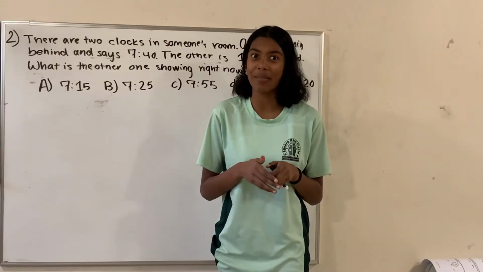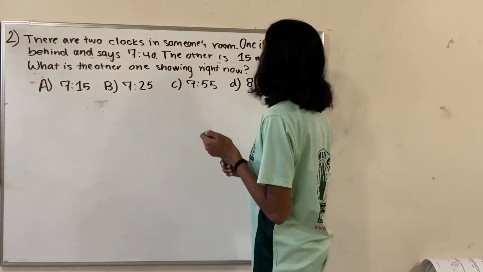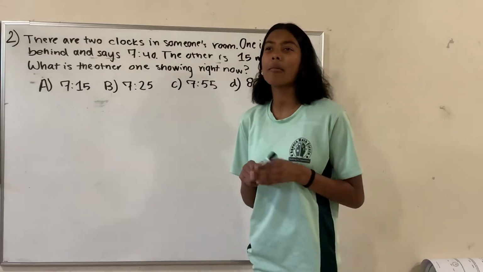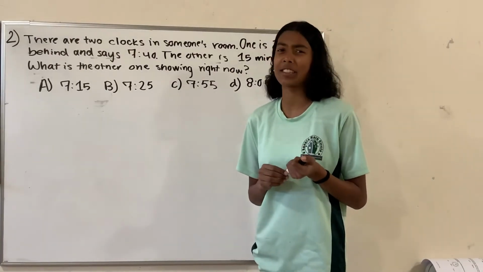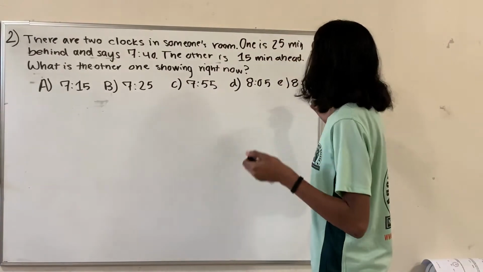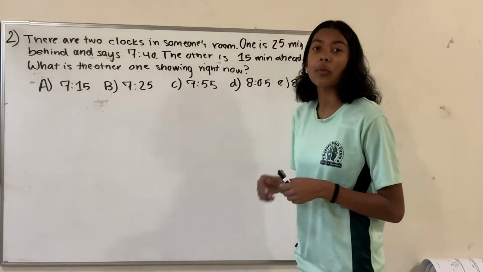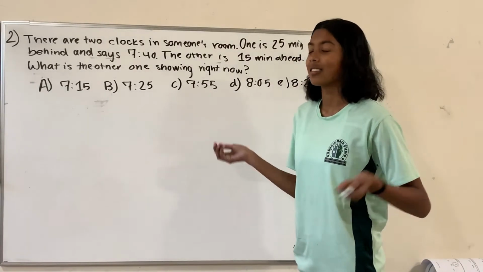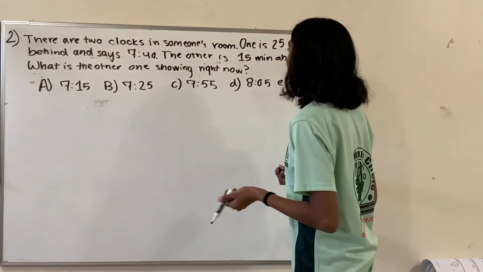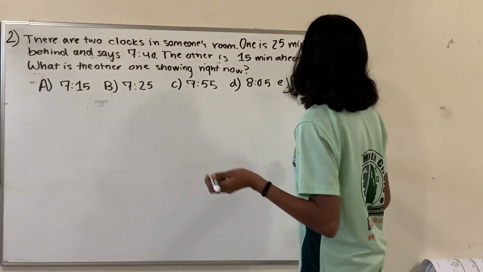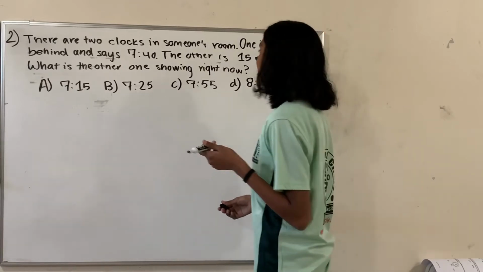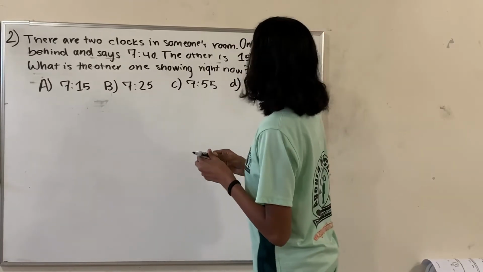The second problem of today is there are 2 clocks in someone's room. I don't get why, because you can usually just have a phone and ask Siri what time it is, but whatever. One is 25 minutes behind and says 7:40. Another reason why you should have a phone, because you can just look at your clock and it wouldn't be wrong. The other is 15 minutes ahead. What is the other one showing right now?